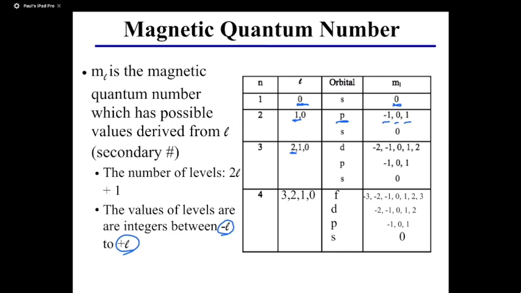2, which represents the D, has 5 shapes. They are numbered minus 2, minus 1, 0, 1, and 2 as possibilities. And then 3 is an F, and it has 7 shapes. They are numbered minus 3, minus 2, minus 1, 0, 1, 2, and 3. So the fact that we have 1 shape or 3 shapes or 5 shapes or 7 shapes comes from this mathematical calculation, and each shape has a number associated with it.